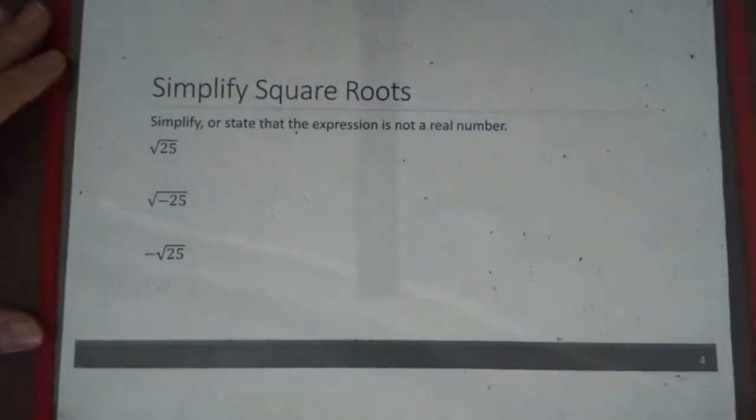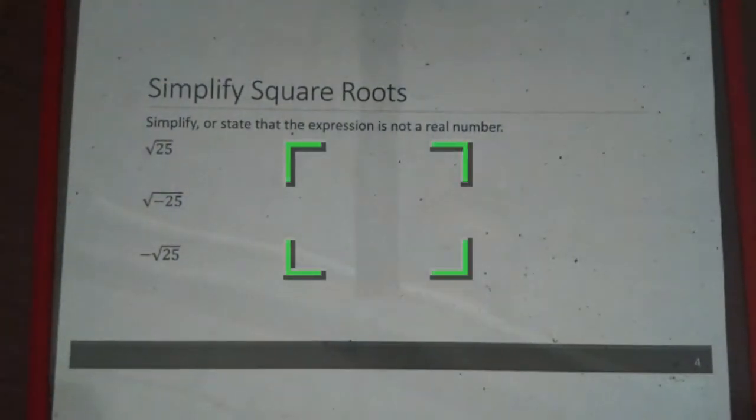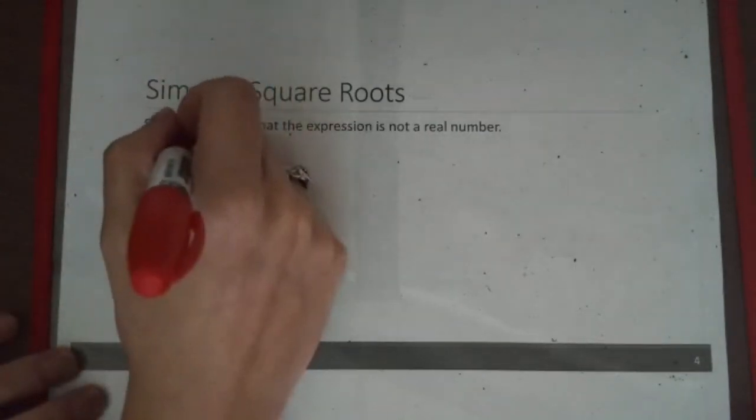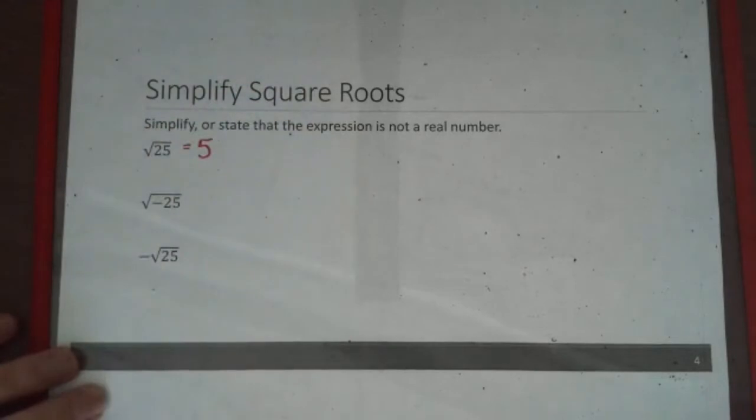And the way we're going to do this is starting by simplifying square roots. It says to simplify or state that the expression is not a real number. First up, we have the square root of 25, which I'm hoping a lot of you know is 5.